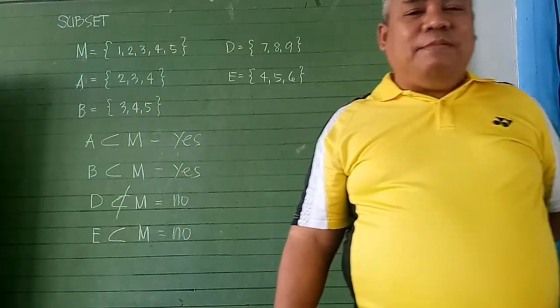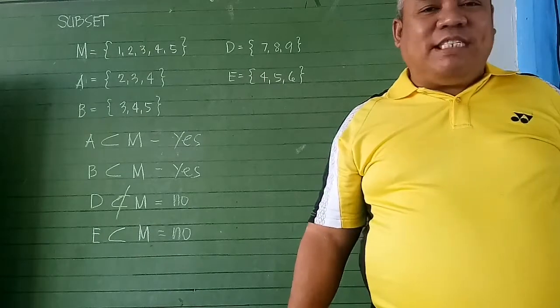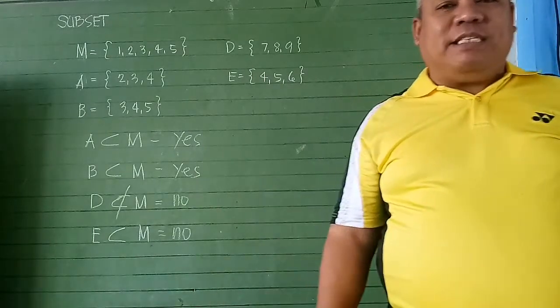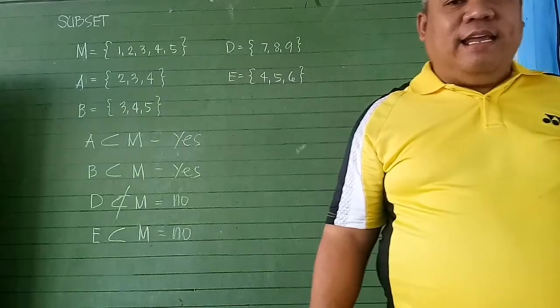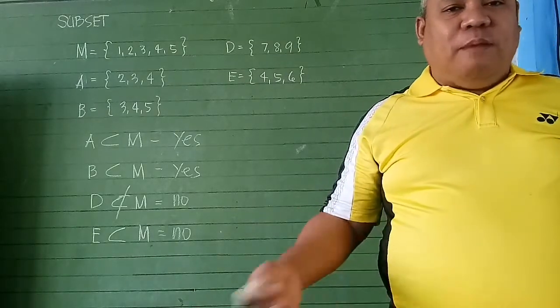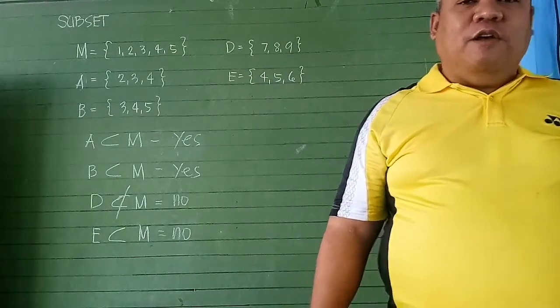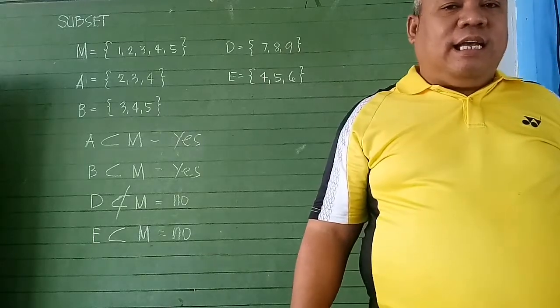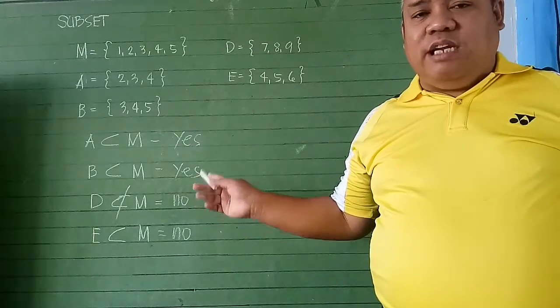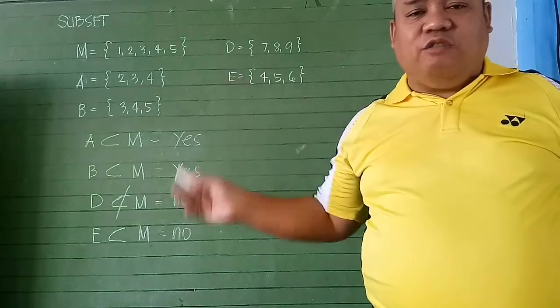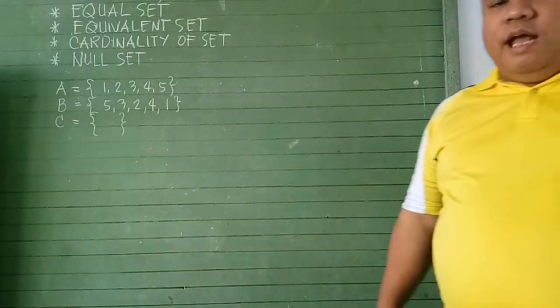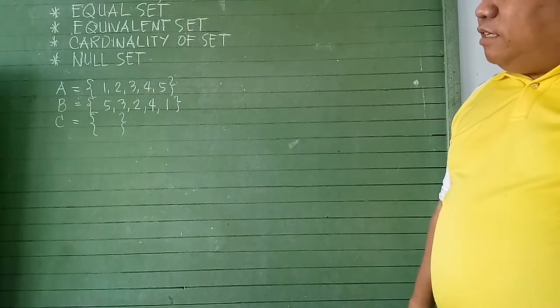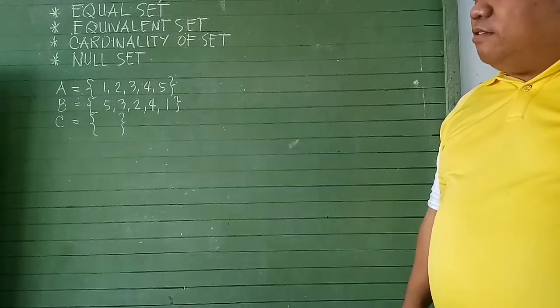So pag sinabi nating subset, kinakailangan lahat ng elements na kino-confirm natin nandoon sa elements sa set na kinukumpara natin. So kapag may kulang doon na isa o anuman, hindi natin masabing subset yun. So to be a subset, the elements found in a particular set should be in the other set that we're going to compare. All the elements.